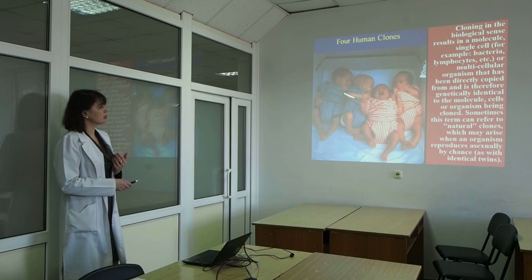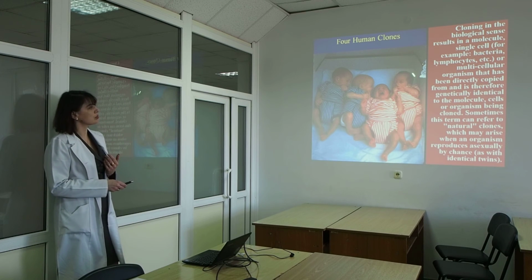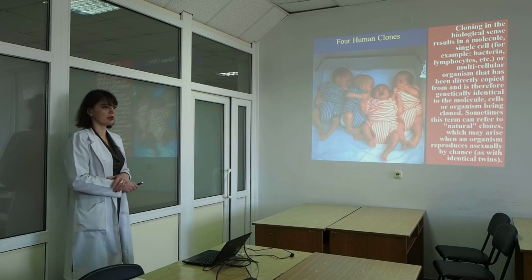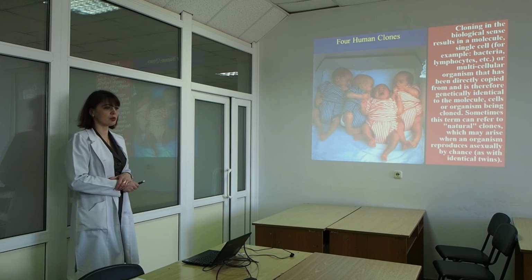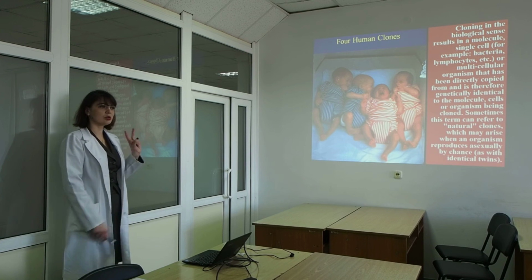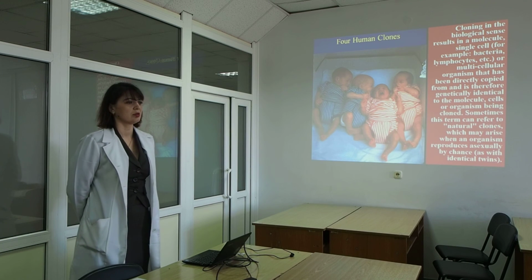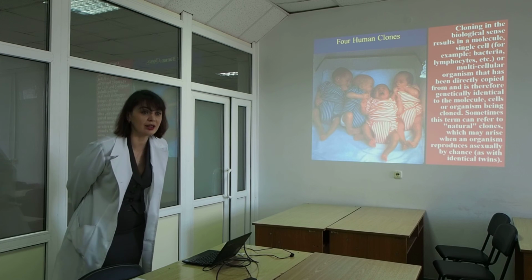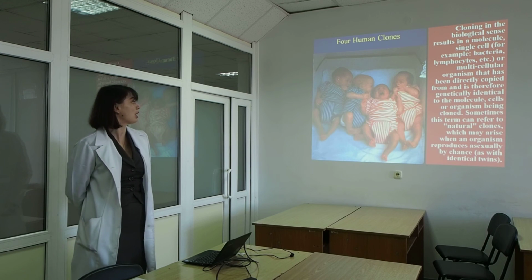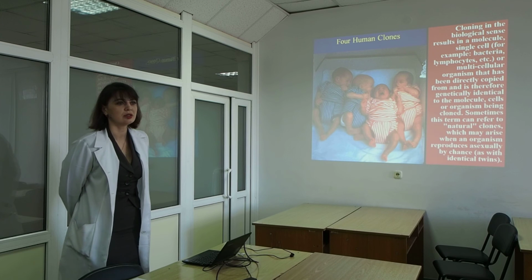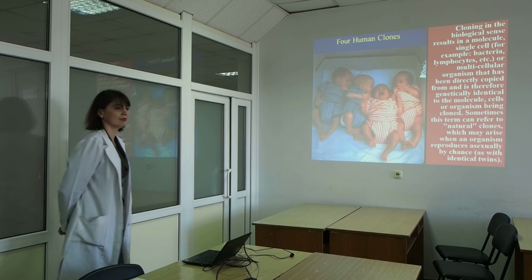How can we get these human clones? Do you remember? How is it possible? There are 2 types of twins. One is identical and the other is non-identical. So these are identical. How can we get them?